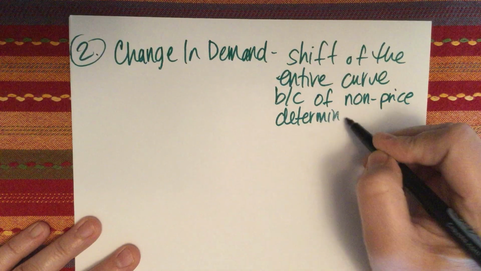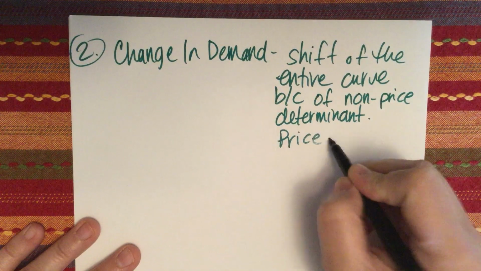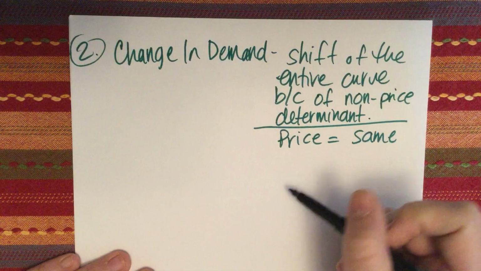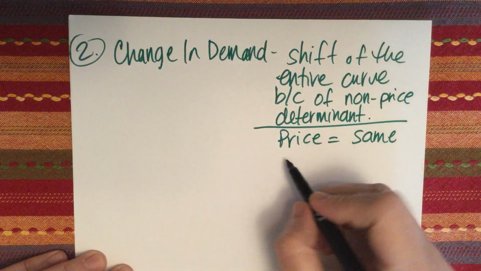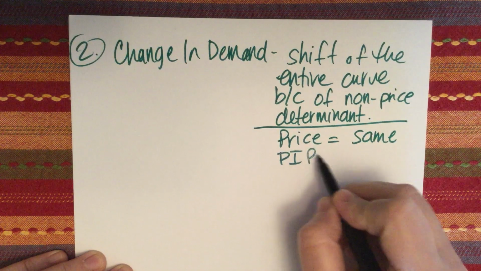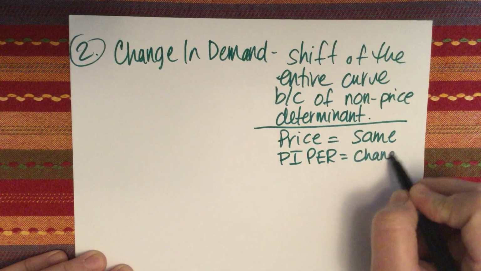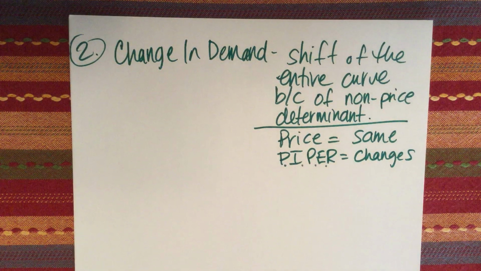That means determinant, I hope I spelled that right, that price is going to stay the same, but at the same time, it's not price that's changing, it's something else that's changing. And I told you guys to remember Piper, which I'm going to put is what's changing, which I will go over in just a minute.